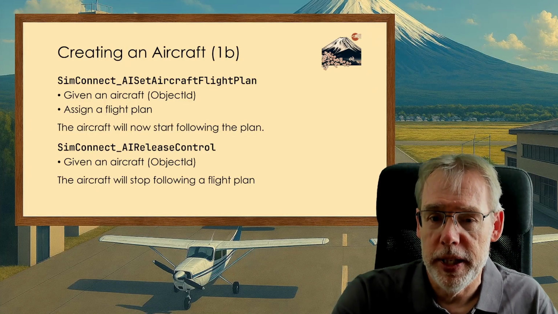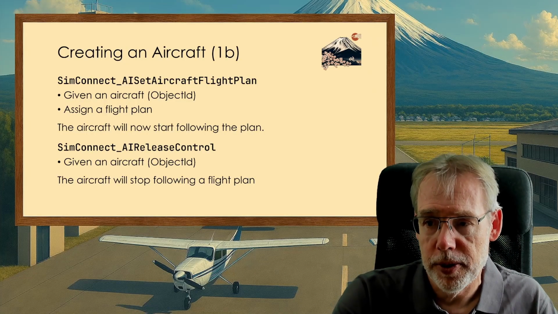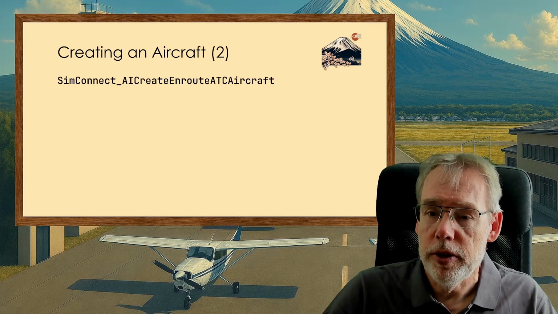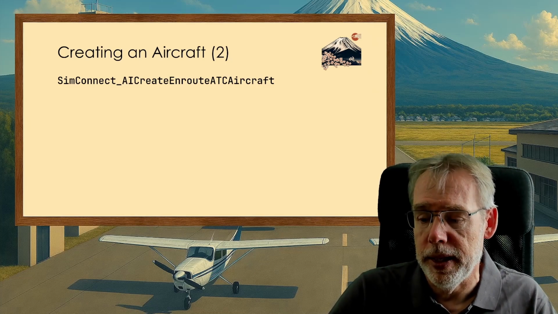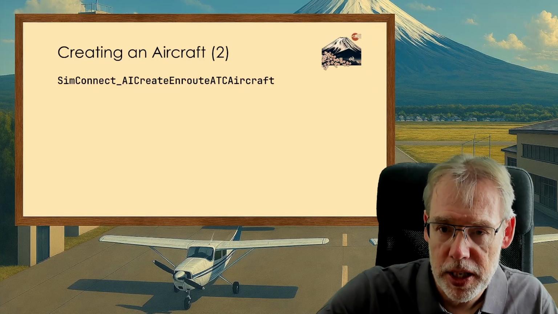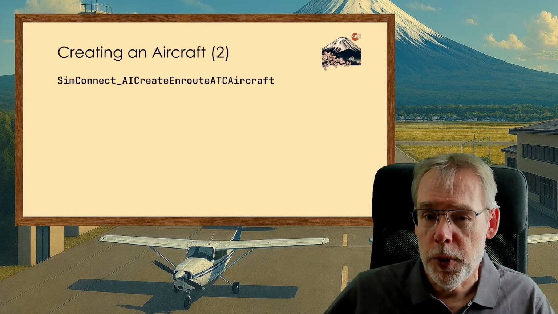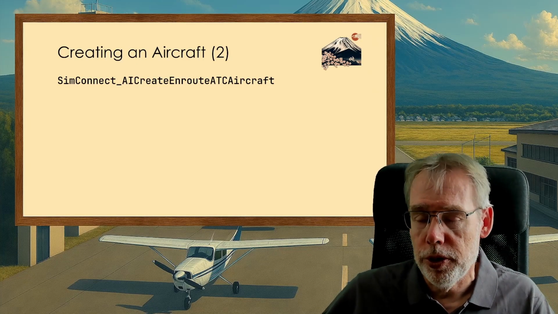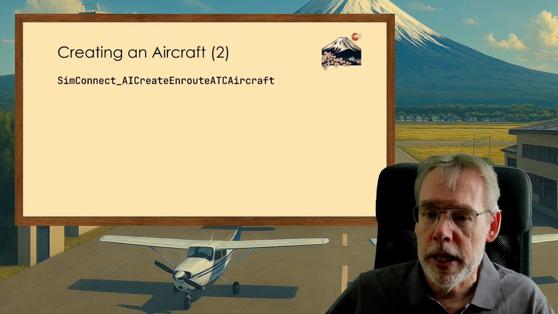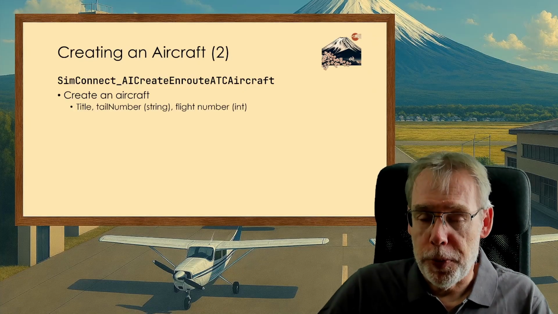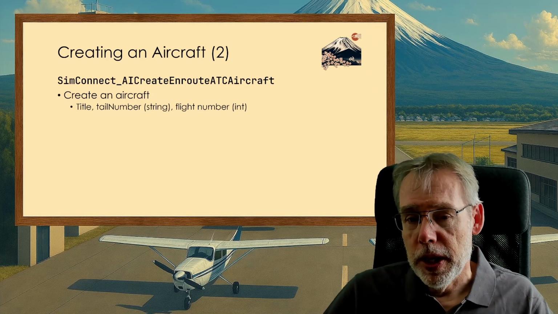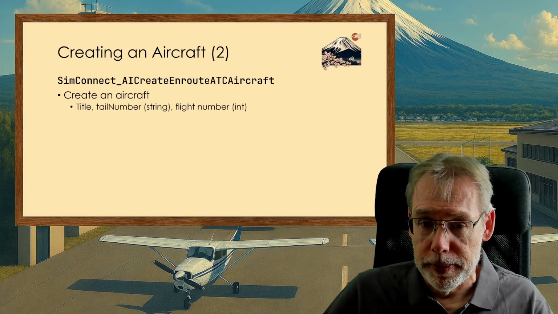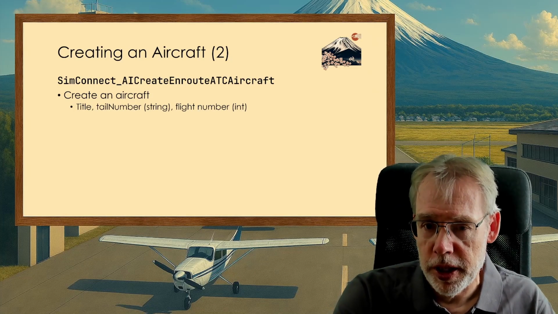Let's move to the next way of creating an aircraft. That is creating an enroute ATC aircraft. This is still an aircraft with a flight plan being controlled by ATC, but now it's not parked at an airport, but instead somewhere along the way. We still need to specify, of course, the title and the tail number, but now also a flight number. The flight number is just an integer.